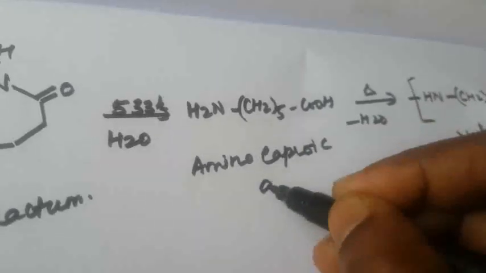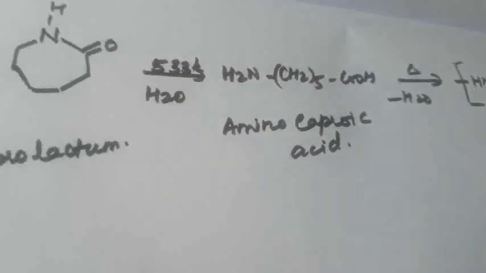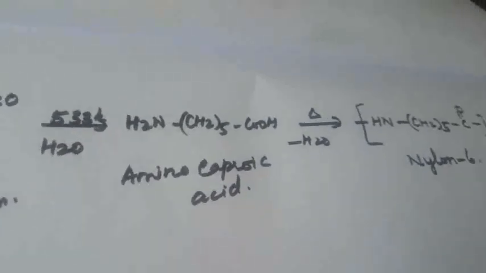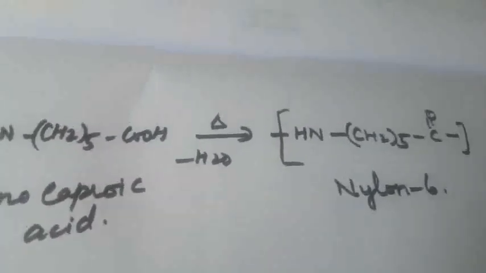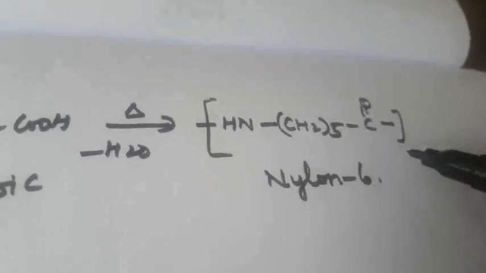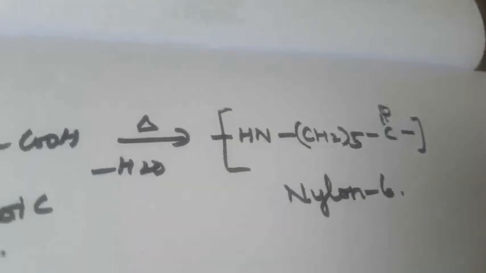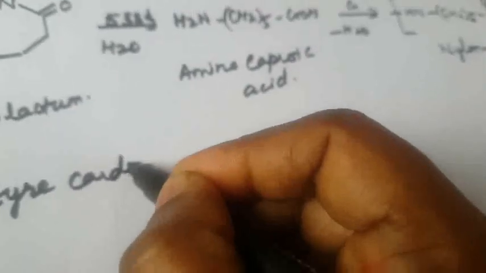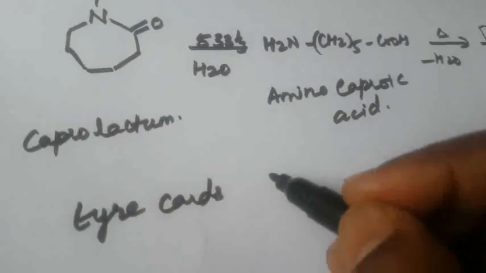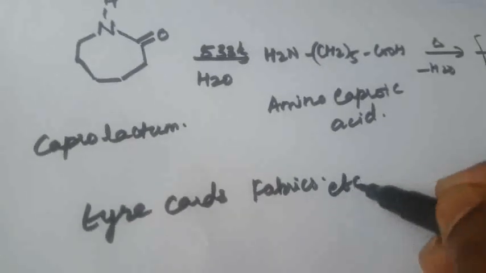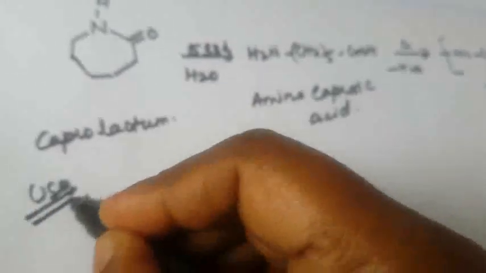Caproic acid. This is called caprolactam, aminocaproic acid. Now again, with H2O, we get nylon 6. This is the NH, CH2 five, that is CO. It is used in the manufacture of tire cords and fabrics. Mainly it is used in tire cord fabrics, and it can be used in the fabric industry. Those are the uses of nylon 6.